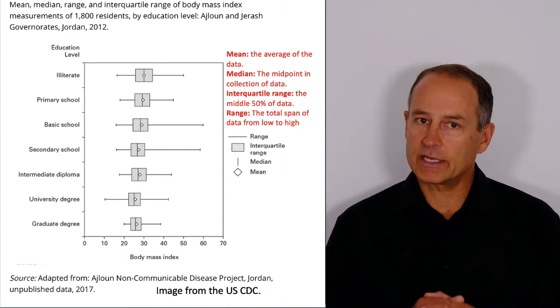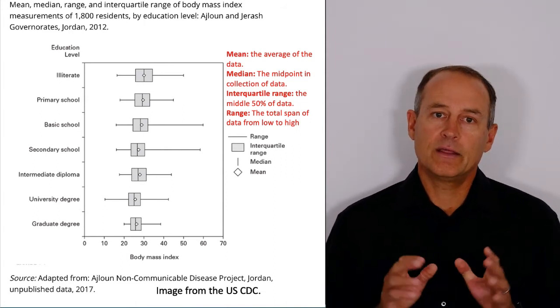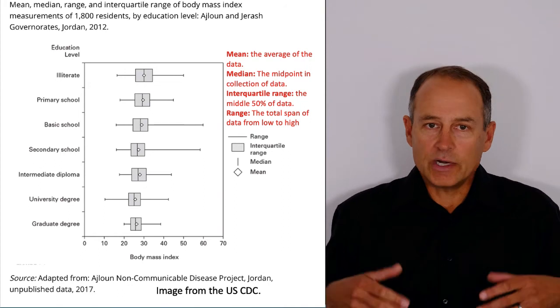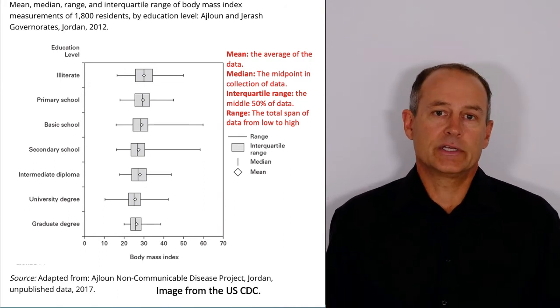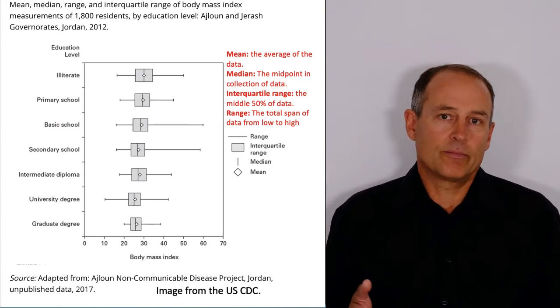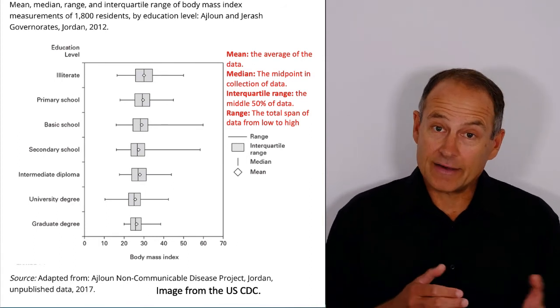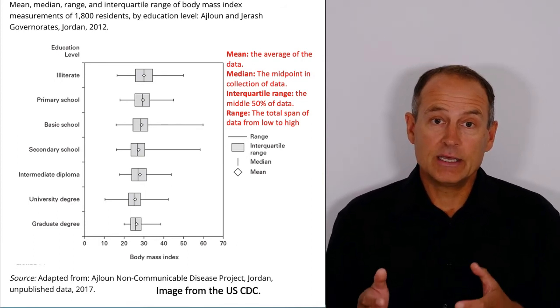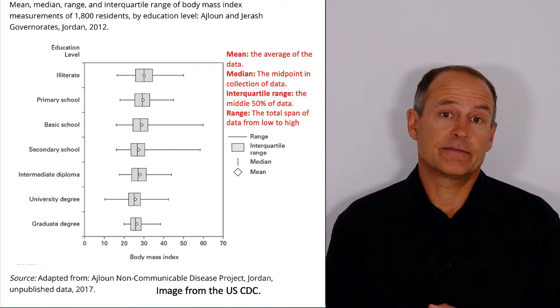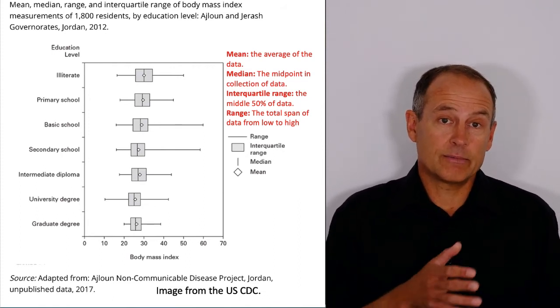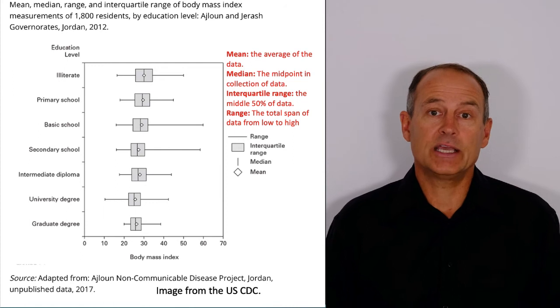But there are other more subtle possibilities as well. This data is from Jordan, and what if university degrees and graduate degrees typically are obtained by more men than women? Men tend to have a lower body mass index than women. So in fact, we might be looking at a difference in gender that's obscured by a y-axis that presents education.